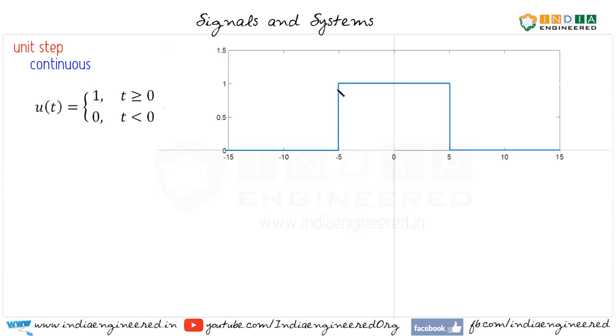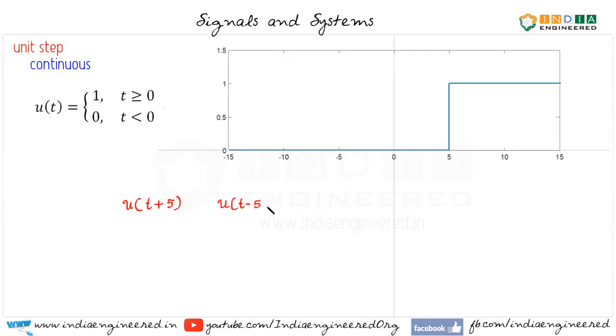Now we will see how we can form this signal here using unit step signals. So this signal, its value is 1 from minus 5 to plus 5, and it's 0 elsewhere. So if you recall, this was our u of t plus 5, and this was our u of t minus 5. So we can form this signal by subtracting u of t minus 5 from u of t plus 5. Let's say this is our new signal x of t. So this is u of t plus 5 minus u of t minus 5.